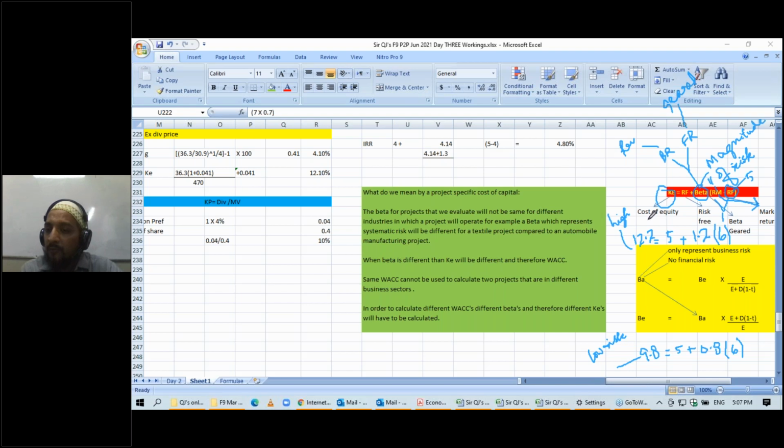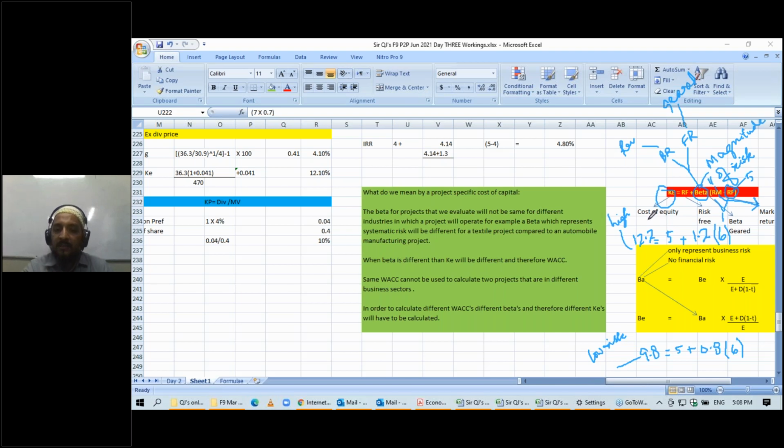So all of the non-systematic risk can be smoothed, but the effect of the systematic risk cannot be diversified away, and it represents business risk and financial risk. Business risk is due to revenue, and the financial risk is due to the gearing effect. And this is what the whole concept is about. So each project is not the same. All projects are different, either due to the financial gearing or the business gearing. So each project should have a separate cost of equity. And if it is a separate cost of equity, then the weighted average cost of capital will also vary. So this is the concept.